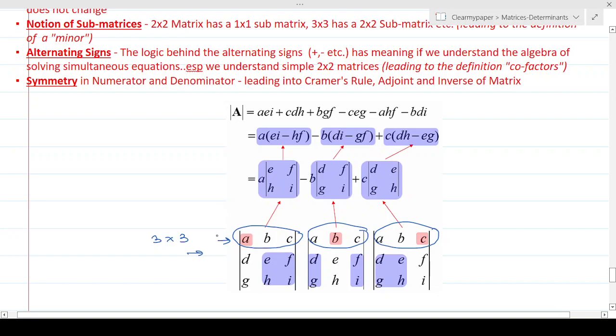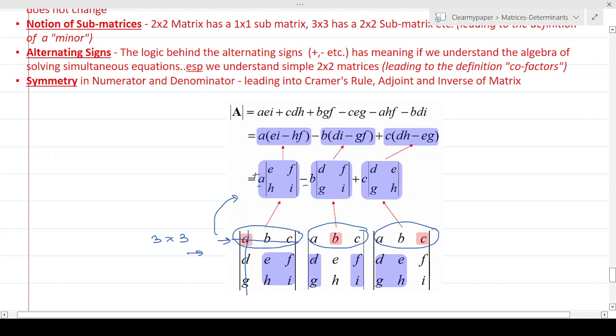And if you read it from bottom to top, the first element is A. So they're going to take A, and if I cross out the row and the column where A belongs, whatever is remaining in the lavender color, I'm going to form a determinant of that multiplied by A as a scalar. And there's a sign that is alternating. A is positive, so B is negative, and then C is positive.